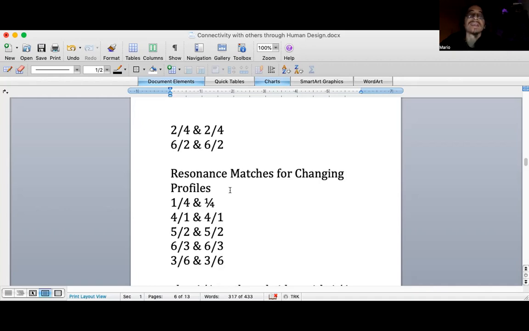Kind of fun. 4, 1 and another 4, 1, 5, 2 and another 5, 2, 6, 3 and another 6, 3. This would be very interesting. Not to say it's like a match or something, but just an interesting connection. Could be a match.